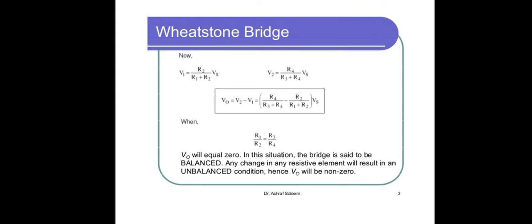This gives R1 upon R2 equal to R3 upon R4. That means V0 is equal to 0. In this situation, the bridge circuit is balanced, that is, R1 upon R2 is equal to R3 upon R4. Any change in a resistive element creates an unbalanced condition, hence V0 is non-zero.